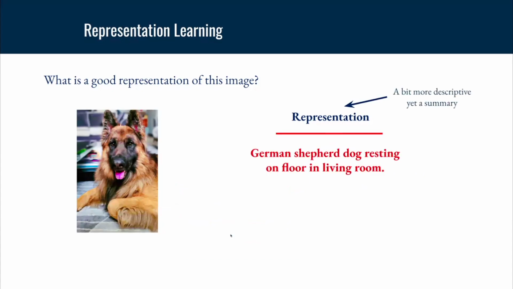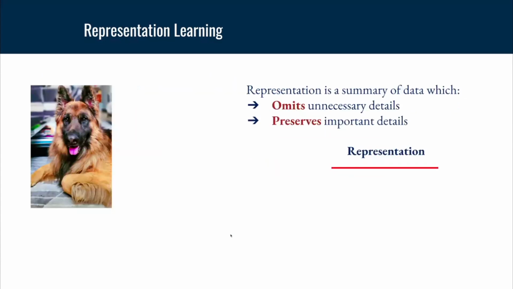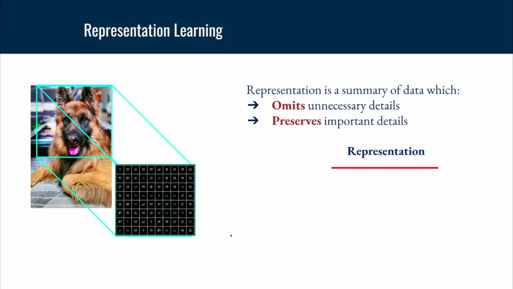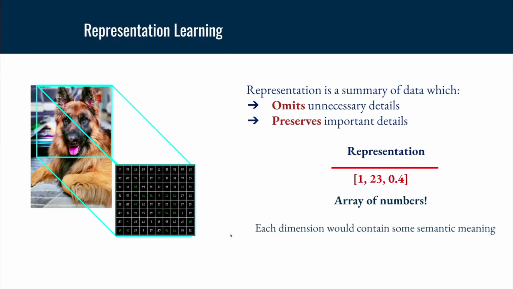So what if I say German Shepherd dog resting on a floor in a living room? This is a bit descriptive, right? Without looking at the image, we can actually answer some interesting questions like, what is the dog doing? It's resting. What kind of dog is it? It's a German Shepherd dog. So we want a representation which is a summary of an input, but it should also be a bit more descriptive. So when we think about representing items, images, paintings in computers, they are basically numbers. These are very high dimensional vectors. And the representation is also going to be a vector, which encodes some kind of semantics across each dimension. For example, the first dimension could capture something about the shape of the ear, the color of the skin. So different semantic components can be embedded in different dimensions across these embeddings.